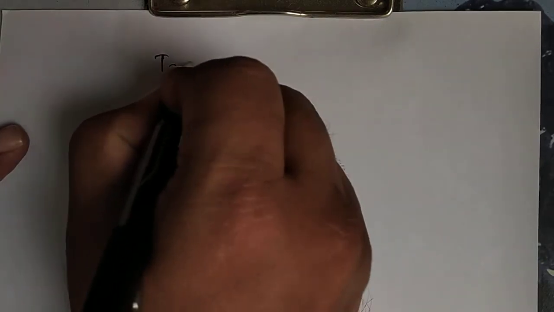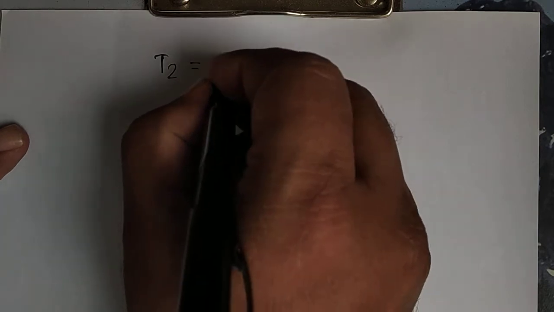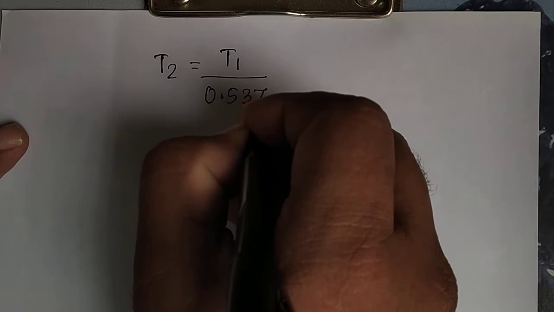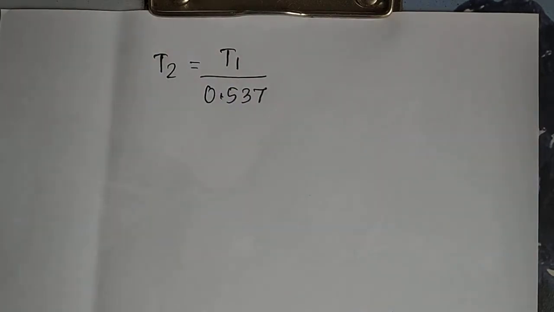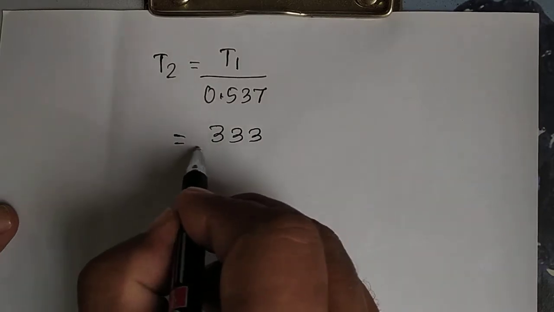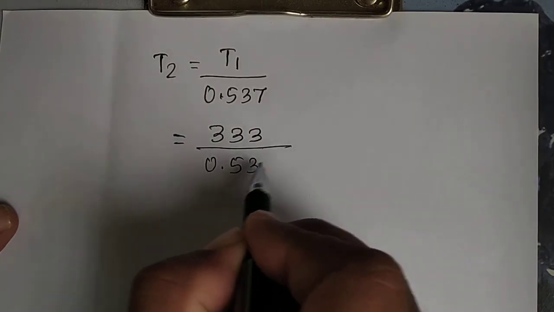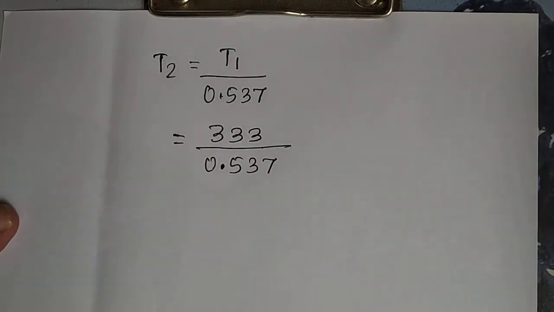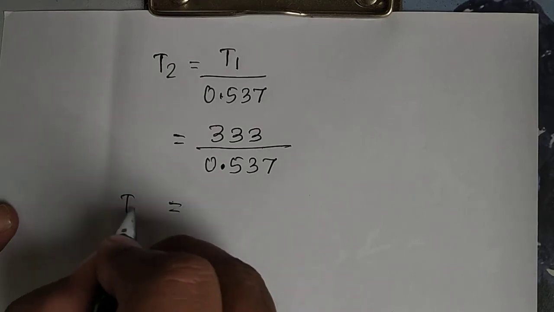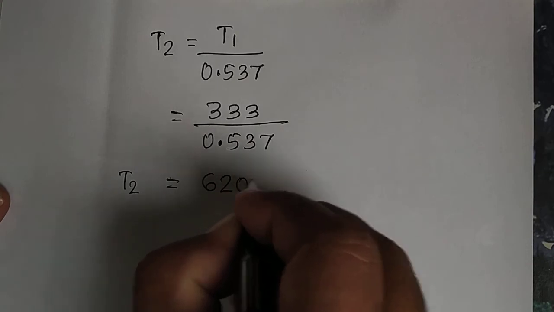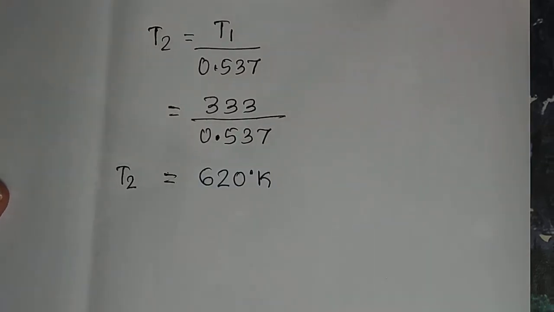So upon calculating this value, let us next find the value of T2. T2 will be equal to T1 divided by 0.537, that is, T1 is 333 divided by 0.537, which gives me the value of T2. So determine the value of T2. You get it around 620 Kelvin. 620 Kelvin is the value of T2.